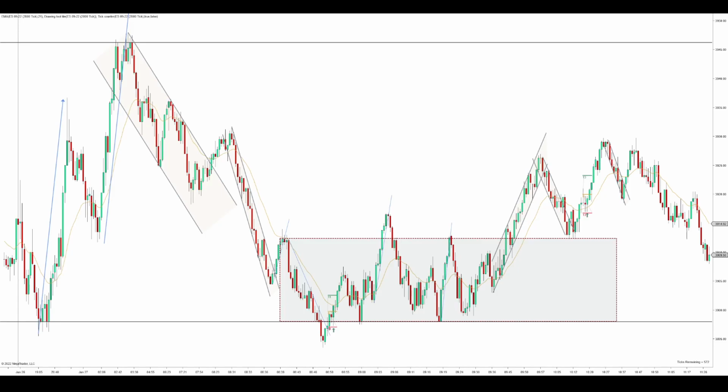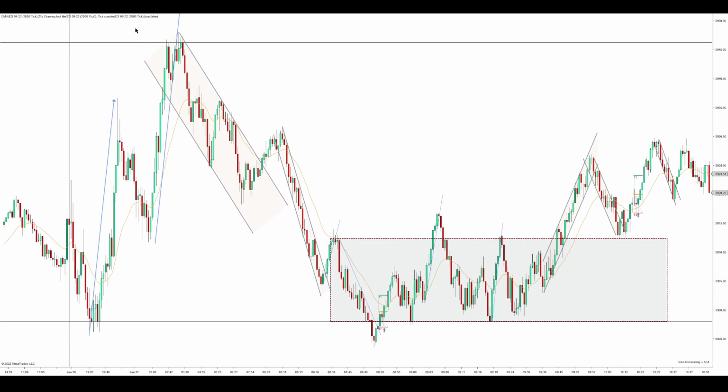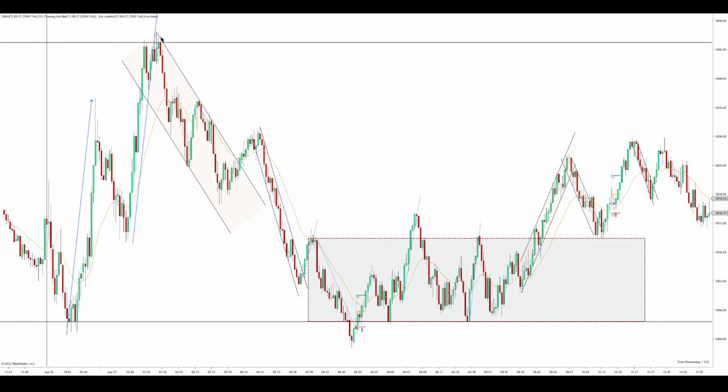Hi, we're trading the ES on a 2000 tick chart with the 21 EMA. So price started in these overnight highs, overnight lows. I thought it was pretty clear today.